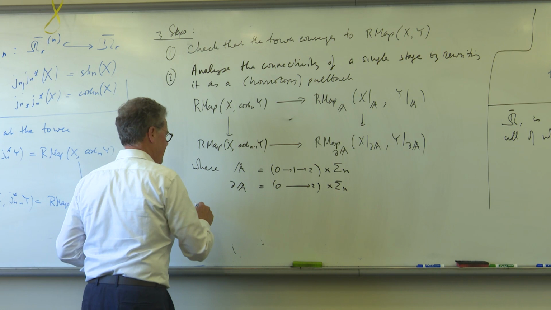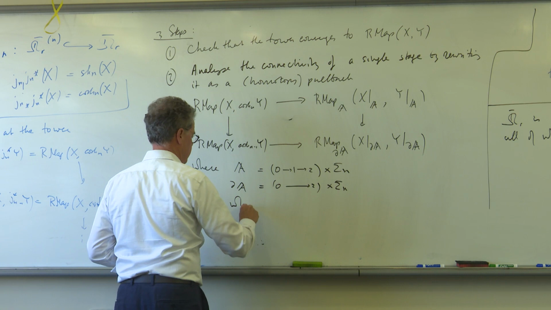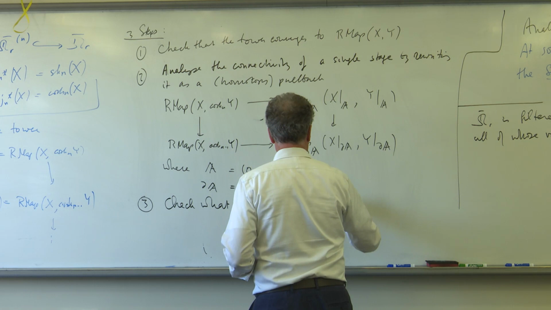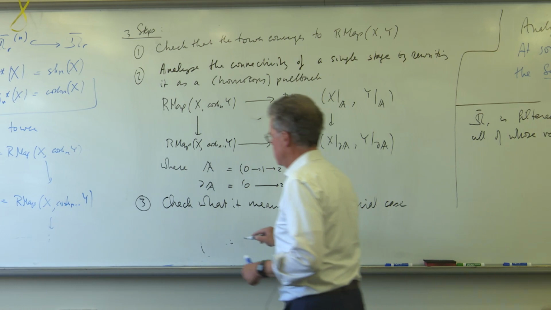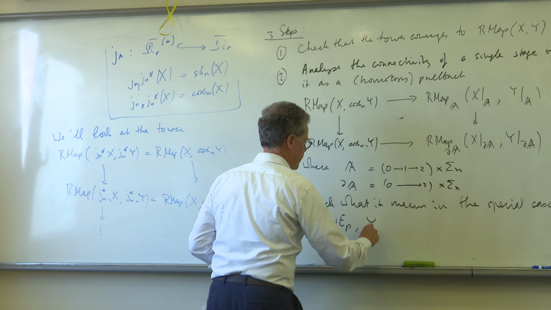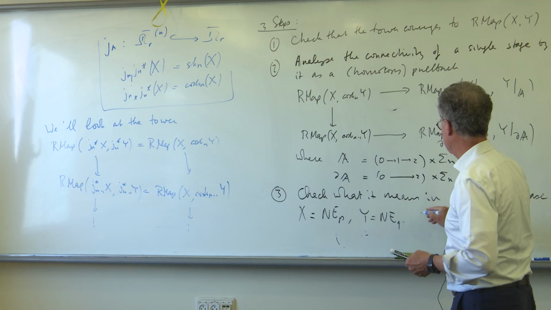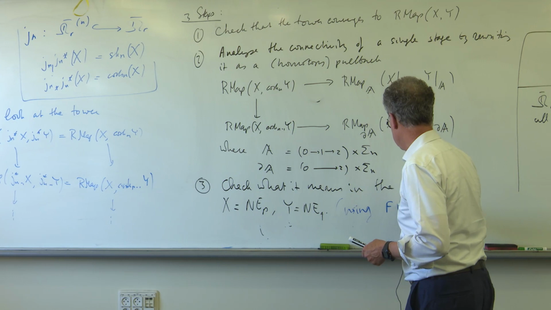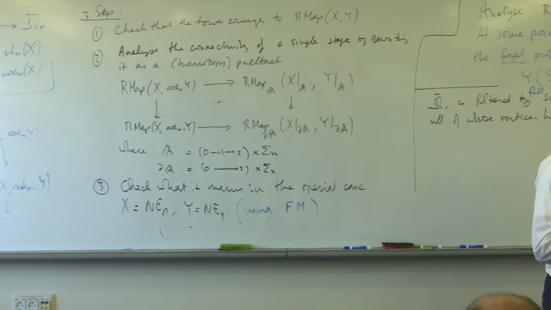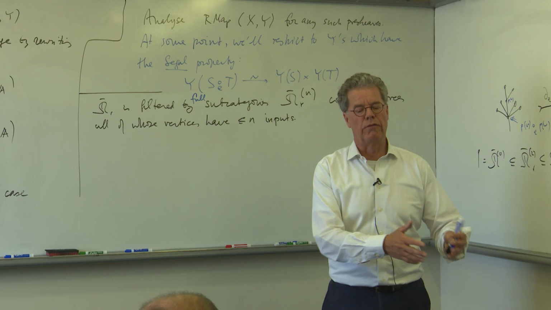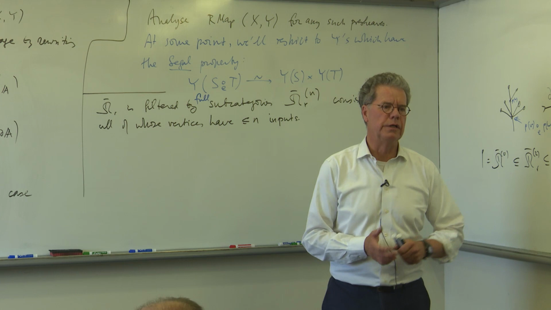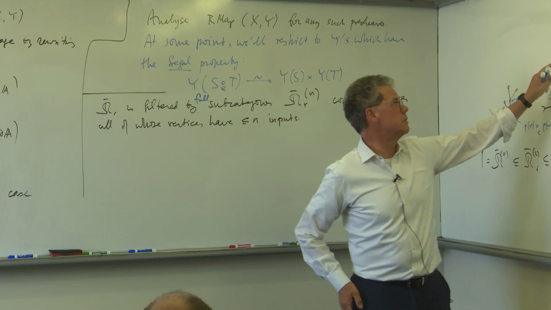And the third step is to check what it means in the special case where X is the nerve of EP, Y is the nerve of EQ. Here we're going to use the Fulton-MacPherson compactification, using FM that I discussed yesterday. I'm going to use very much that it's a manifold with boundary, that it's homotopy equivalent to its interior, and that the boundary is stratified by trees, in fact trees of this kind. I didn't put the stumps on top yesterday, but it's the same trees, up to isomorphism. So those are the steps.